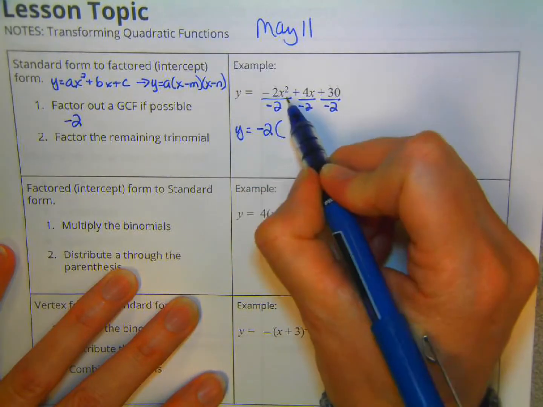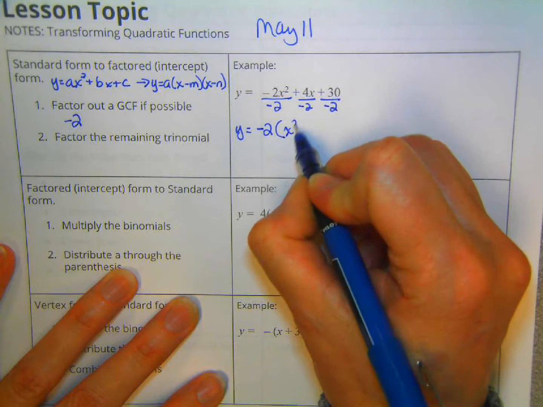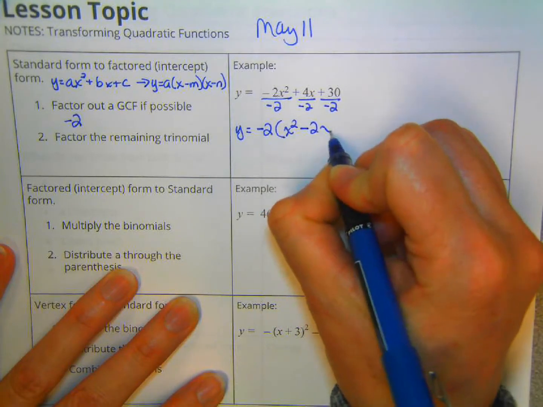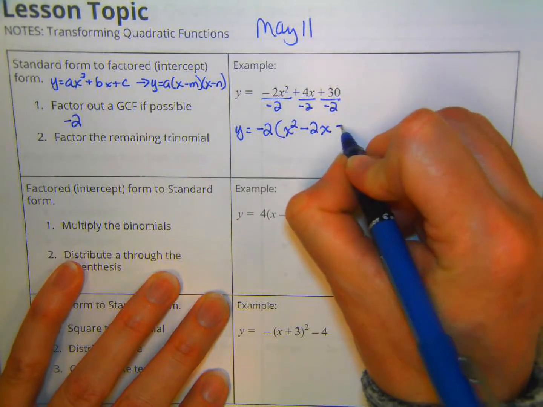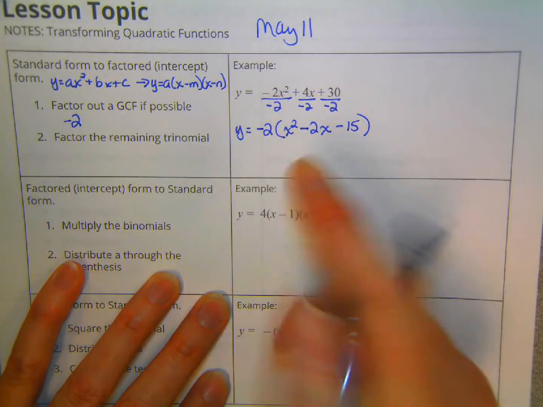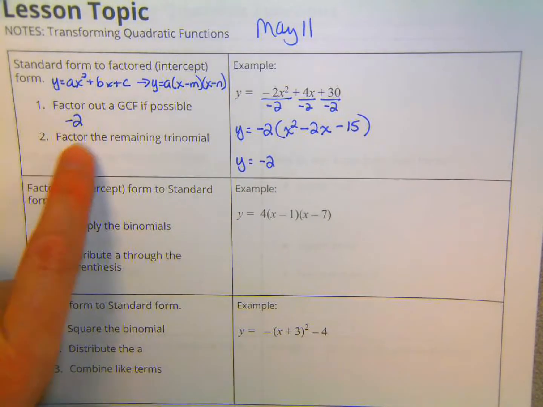-2 times. When we simplify this, those cancel. That leaves us with x squared. When we simplify this, +4 divided by -2 is -2x. And 30 divided by -2 is -15. Then we want to factor this. This is the part that might be a bit more of a challenge, so you want to factor the remaining trinomial.